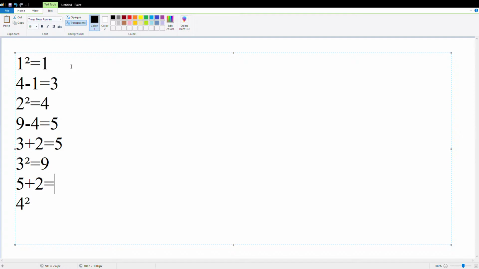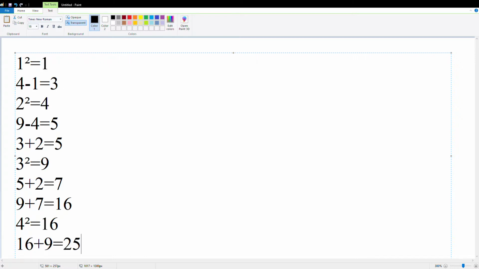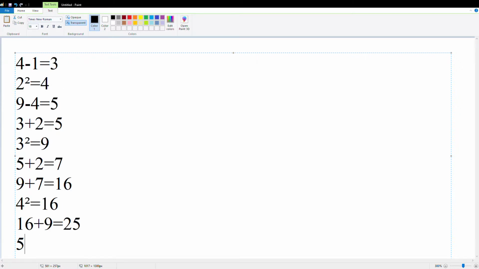Now if we take 5 plus 2, you'll get 7. And if you take 9 and add 7, you'll get 16, which is 4 squared. Now if you take another 2 and add that to the previous difference, which was 7, you'll get 9. So now if you add 16 plus 9, you'll get 25, which is 5 squared.